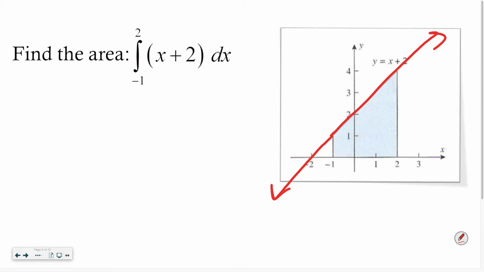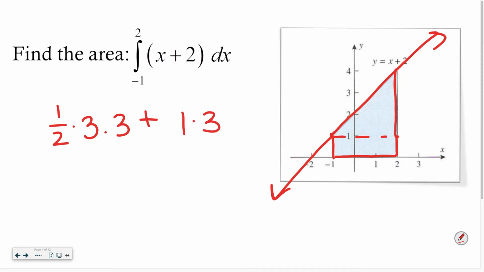Okay. Now, for this one, we could do a couple different things. When you look at this picture and we look from -1 to 2, you see a trapezoid. Other people might see a rectangle and a triangle. I don't care what you see, as long as you use geometry to find it. Okay, if we break this up into that rectangle and triangle, we have a 3 by 3 triangle and a 1 by 3 rectangle. So we get an area of 7.5 or 15 halves, whichever you prefer.